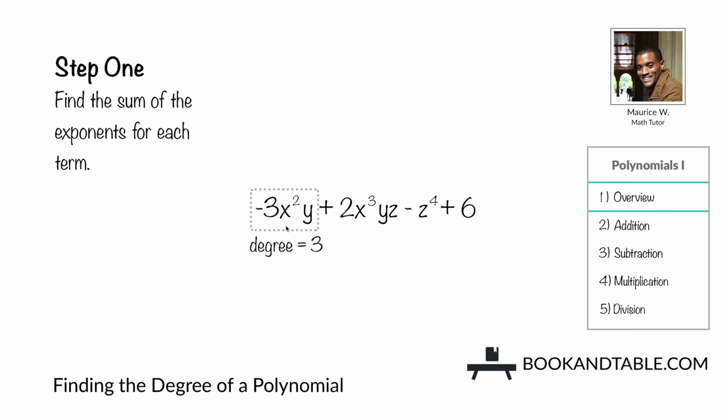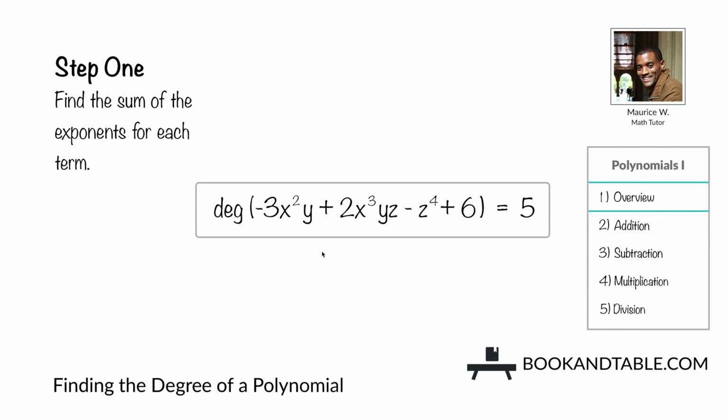And then lastly, we have negative 3x squared times y. If we add up the exponents, we get 1 plus 2 plus 0, which would be equal to 3. So when we find the sum of the exponents for each term, that shows us that the degree of this polynomial is equal to 5.